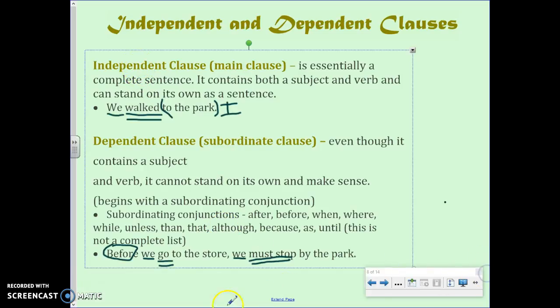So if we label these here, this we would label with a D for dependent, and this we would label as an I for independent. So this sentence actually has 2 clauses in it. It has the dependent and it has the independent.